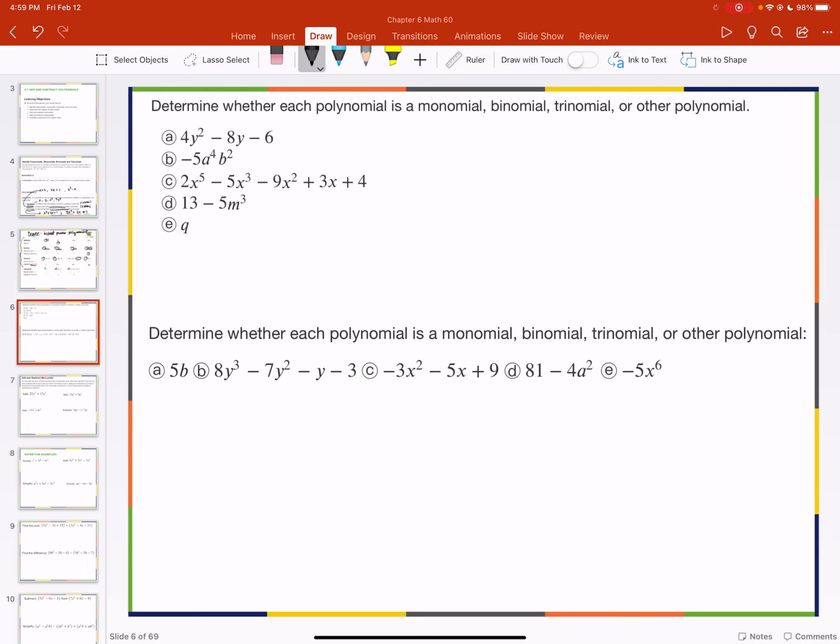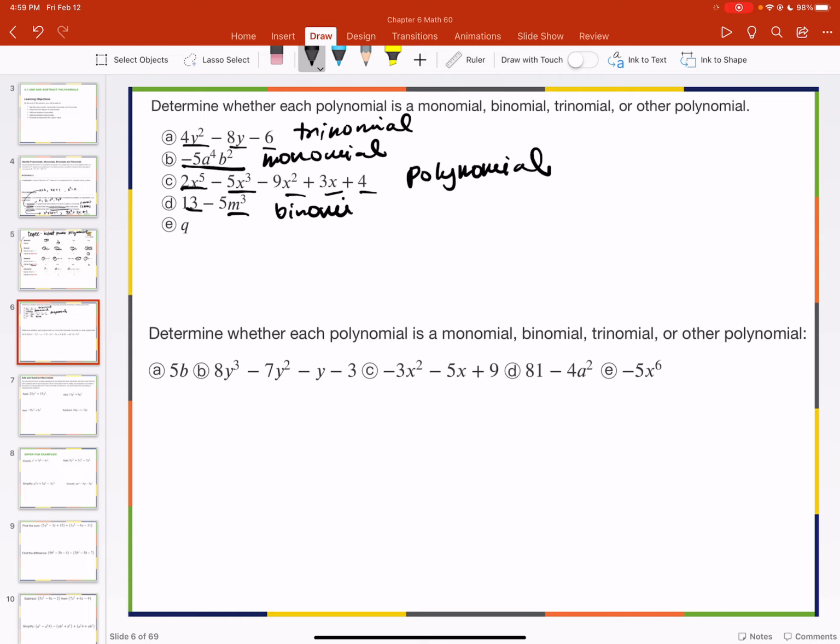Okay, so let's first talk about how you tell if a polynomial is a monomial, binomial, trinomial, or just polynomial, right? So in this case for A, you have 1, 2, 3 terms, so trinomial. And then this one is just one term, monomial. Okay, this one has 1, 2, 3, 4, 5 terms. We're just going to say polynomial, many, right? Okay, this one has 1, 2 terms, so this is a binomial. This one here is one term, monomial.